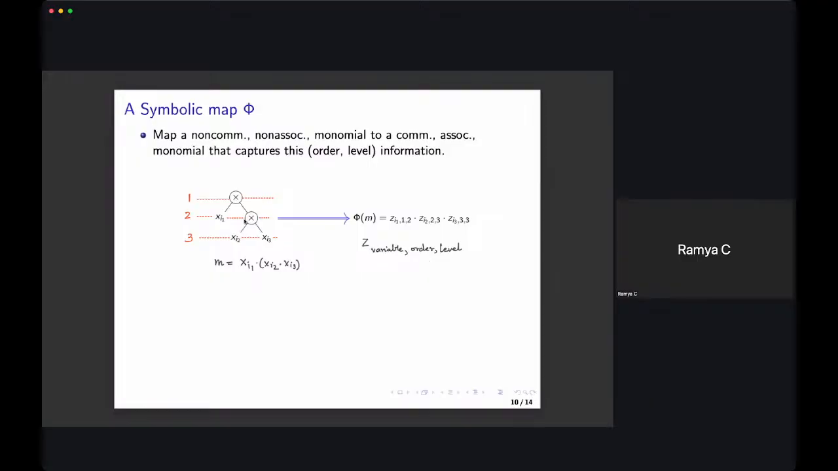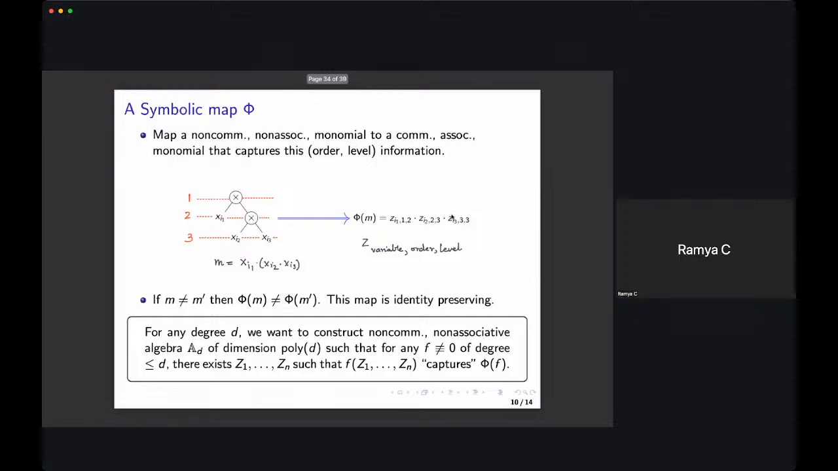So xi1 is the first and it appears at level 2. So you put in the variable z with indices i1, 1, 2. xi2 is the second variable and it appears at level 3. So you put in variables accordingly and you multiply them. You get a new monomial which is now in commuting associative variables. So you have transformed a monomial from a non-commutative non-associative setting to a commutative associative setting. And the advantage of this is that if you have two distinct non-associative monomials, then they will map to two distinct monomials here. So this map is in some sense injective. And you can extend this map by using linearity. So this map is also identity preserving.